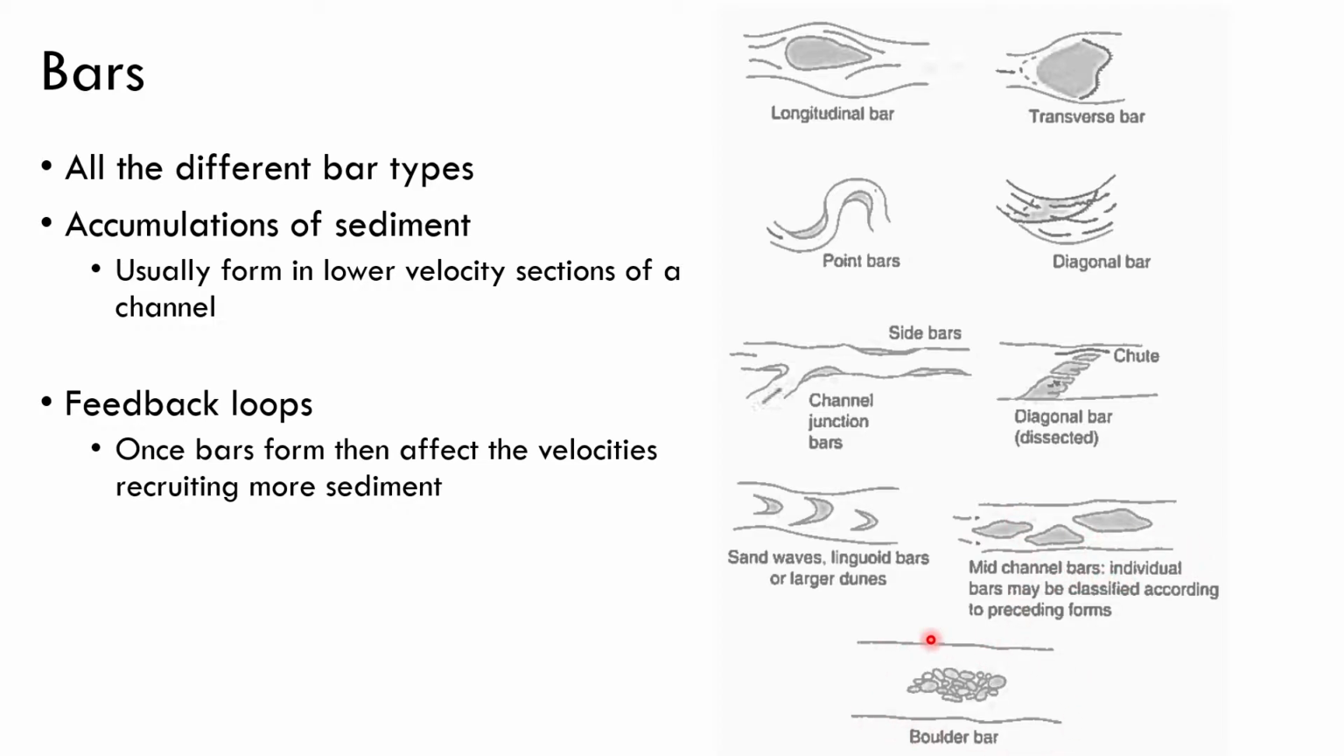And then if we have larger sediment in our streams, generally we classify these things by their size. If we have extremely large sediment, we can call it a boulder bar. If it's smaller sediment, we can call it a gravel bar. Or if it's sand sized, we can call it a sandbar. So generally we tend to classify these things and group them together based on their sediment size characteristics.